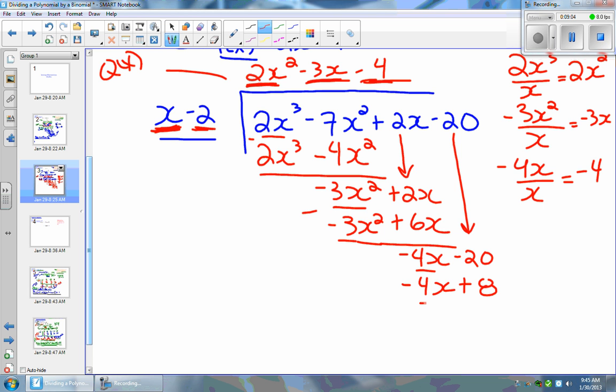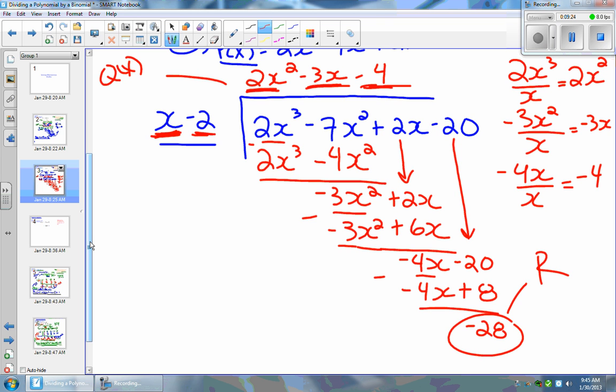Okay, and finish off with that bar underneath. Subtract: negative 4x minus a negative 4x gives me a 0, and negative 20 minus an 8 gives me a negative 28. So once again, get rid of that 0. There you go. So here is my remainder. Okay, let's go up here. This expression up here in green, that is my quotient.